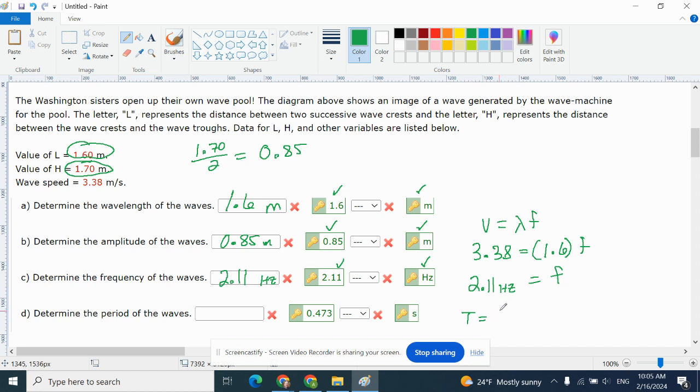Period is 1 over the frequency. So 1 divided by 2.11, 0.474 is what I got. Based on rounding errors, that's acceptable. We're good to go.